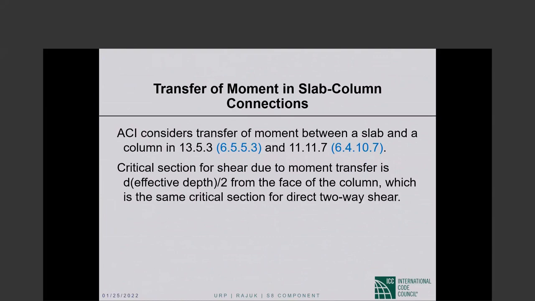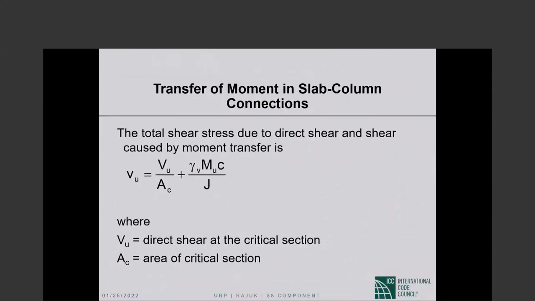ACI considers the critical section for shear due to moment transfer between a slab and a column to be d over 2 from the face of the column, which is the same critical section as for direct two-way shear. So there is no difference in critical section whether you are dealing with direct shear, punching shear, or punching shear due to unbalanced moment transfer. The total shear stress due to direct shear and shear caused by moment transfer is given by this expression.